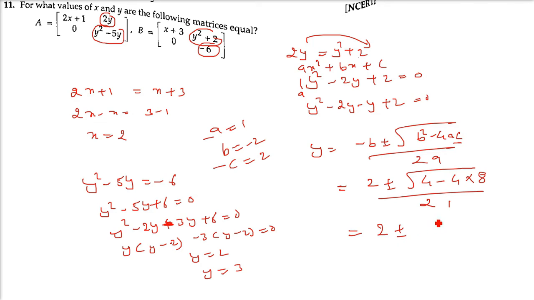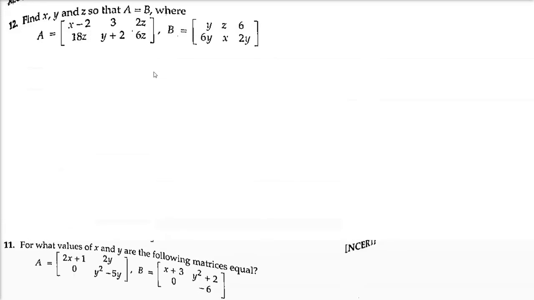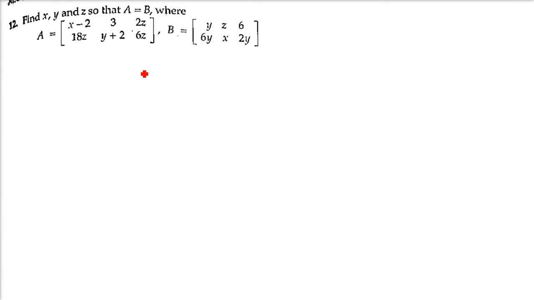So 2 plus minus under root 4 minus, it is not 32, it's just 4 into 2, 8. So 4 minus 8, there is a correction, okay. 4 minus 8 is under root negative 4. It is not under root minus 20, it is under root minus 4. So there will be no point in just equating because y will be a complex value.